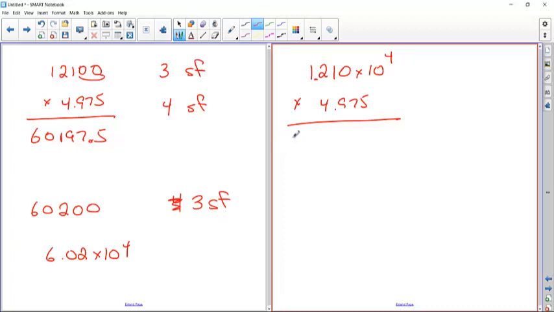Why didn't I get the same answer? It's because I did it wrong. 1.21, I did 1.12. Okay, so you get the same answer, 60,197.5. So this has 4 significant figures. 1, 2, 3, 4. This one has 4 significant figures. So the answer is going to be 4 significant figures.